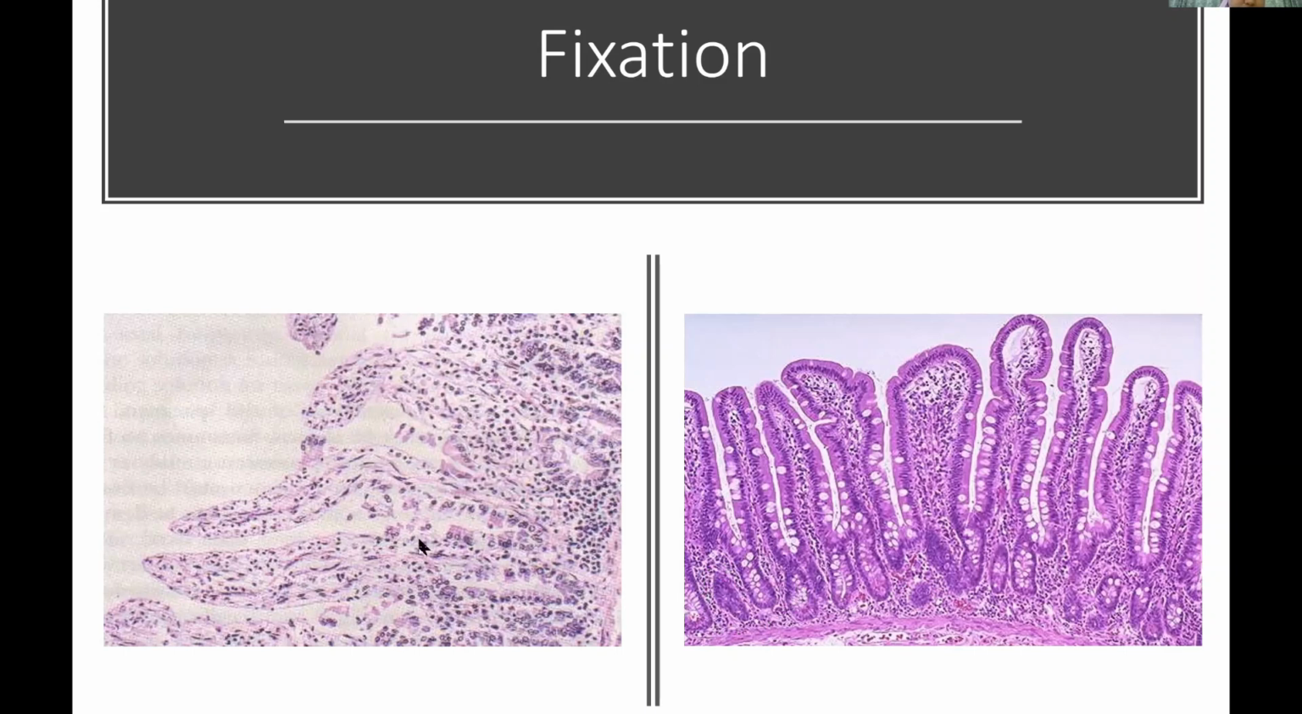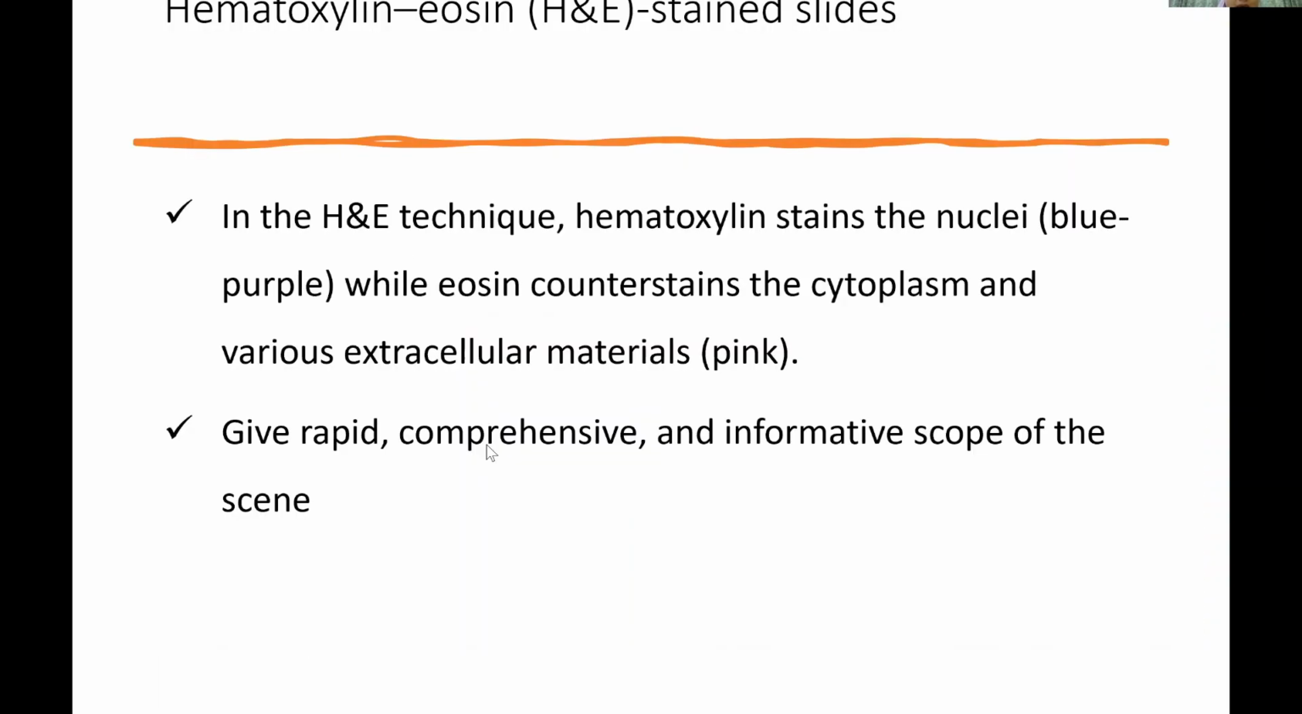Whereas in the non-fixed tissue, it's very difficult to see the morphology of the cells because the cells have already autolyzed. You cannot see the goblet cells clearly. You can hardly tell whether it is necrosis or not. So it's very difficult for us to make any decisions, right? Then after that we stain.